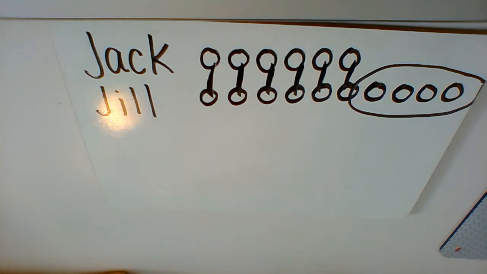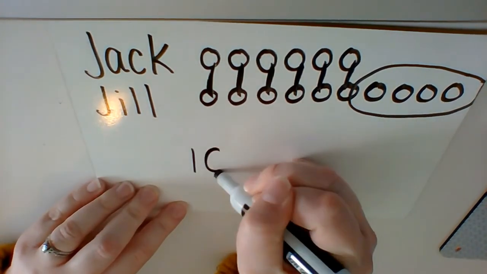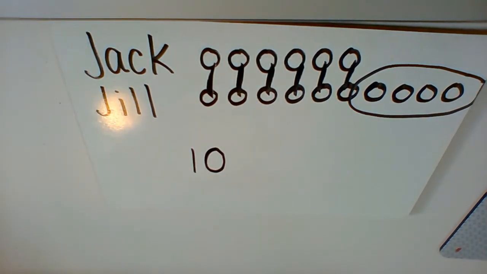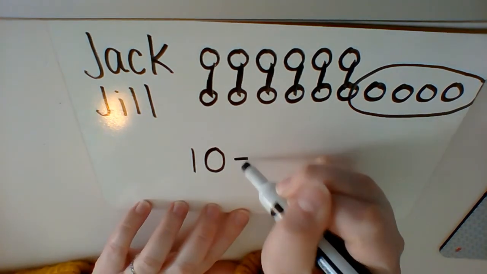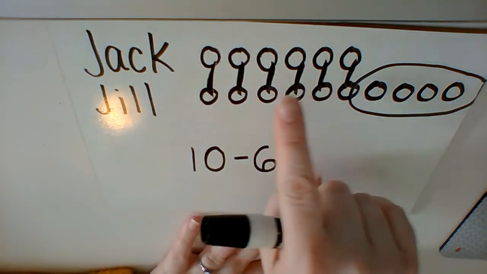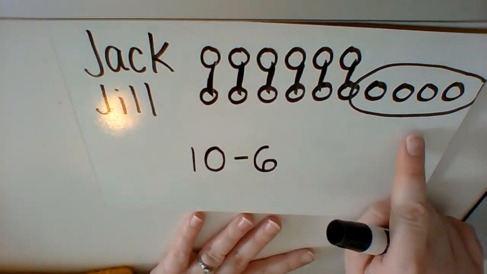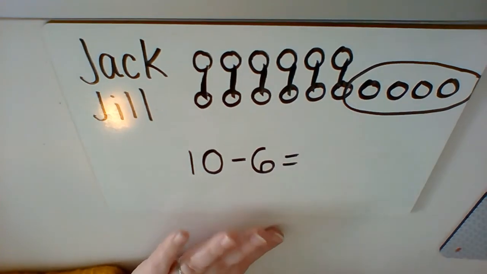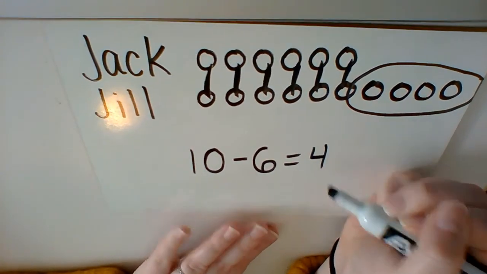When we do comparison problems like this one, we have to find the difference between 2 numbers. So, to find the difference, we use subtraction. I'm going to take the bigger number, Jill's 10 cards, and write that first. Then, I will subtract the smaller number, Jack's 6 cards. I know the difference between 10 and 6 is 4. So 10 minus 6 equals 4. We did it!